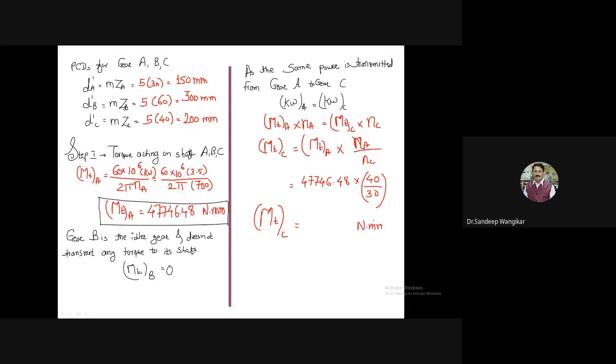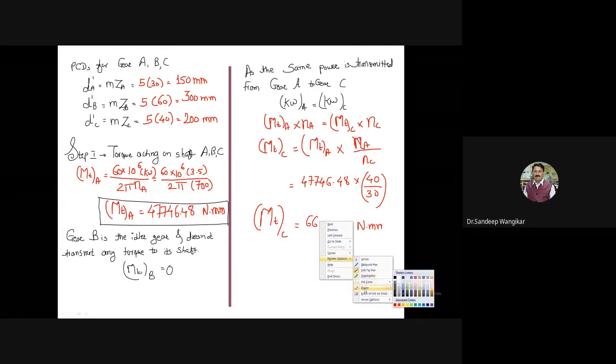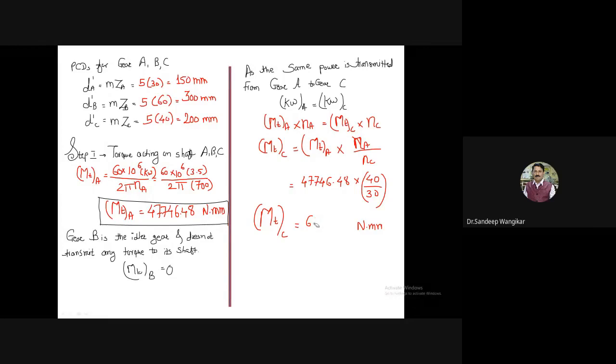63661.98 Newton millimeter. So this is the second one, in Newton millimeter, and MTB is equal to 0. So this is step number 1 we have completed, torque transmitted.